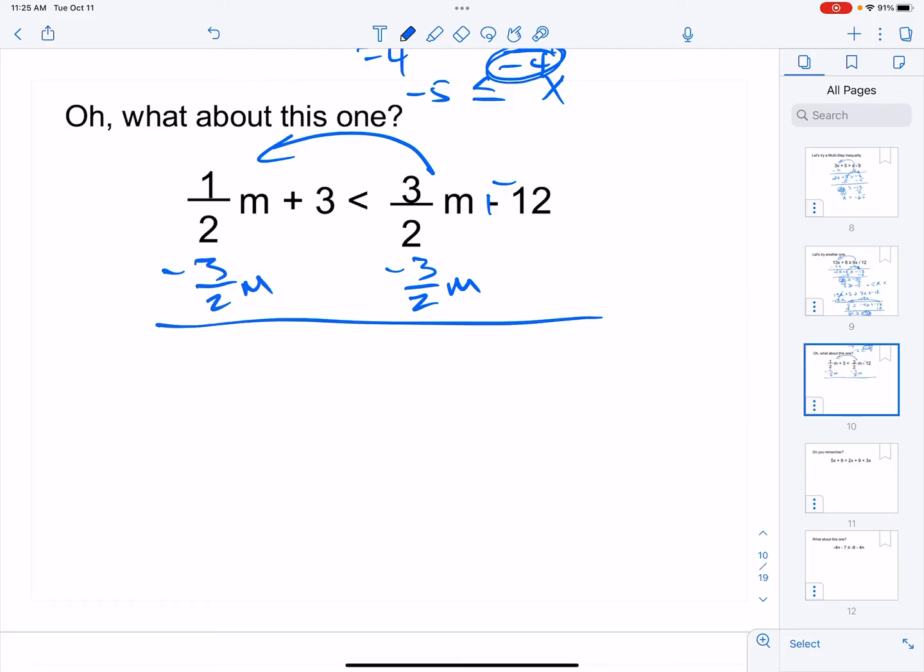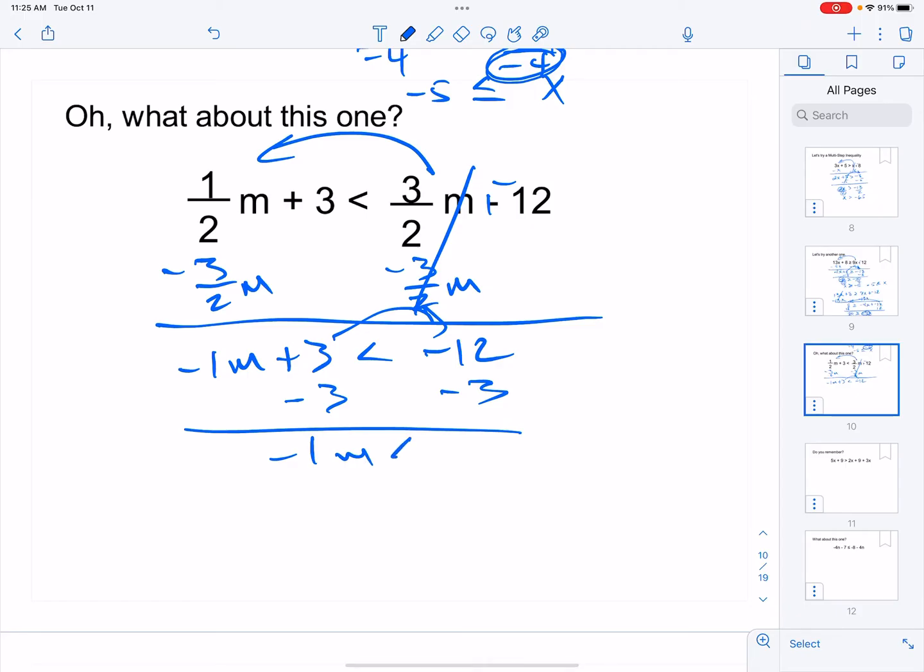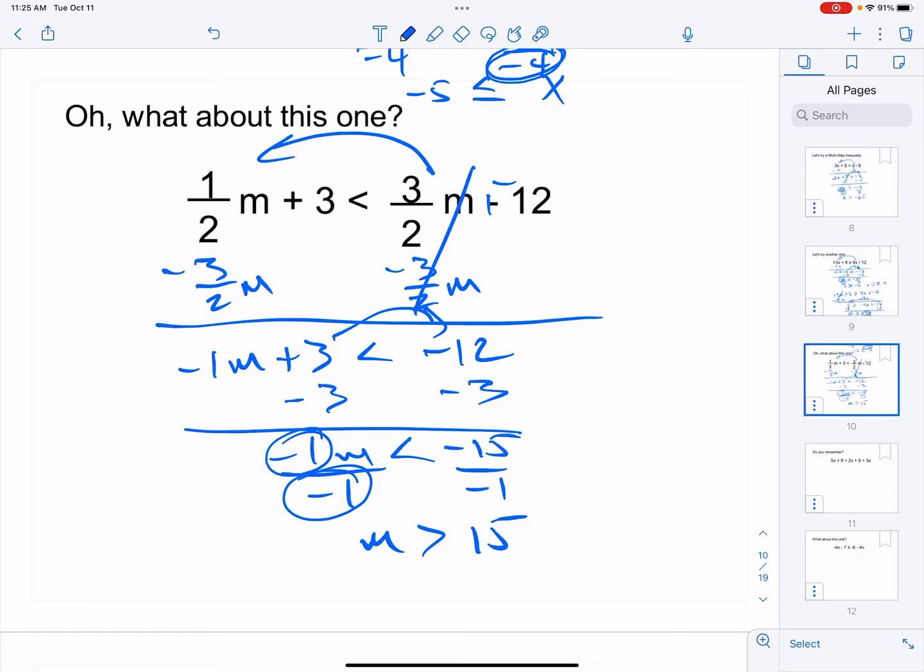Okay, we add, and 1/2 plus negative 3/2 will give you a negative 1m plus 3 is less than. These go away, and I'm left with a negative 12. So again, I move the 3 over. So minus 3, you end up with negative 1m is less than negative 15. But I don't want to know about negative 1m. I want to know about positive 1m. So I divide by negative 1. I end up with m, and I end up with 15. But what happens because my coefficient is negative? My inequality flips. That's all there really is to it.